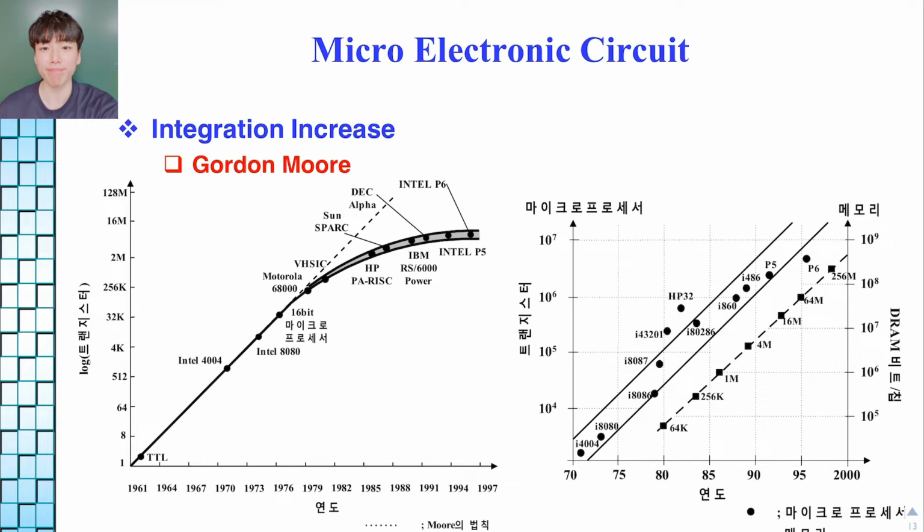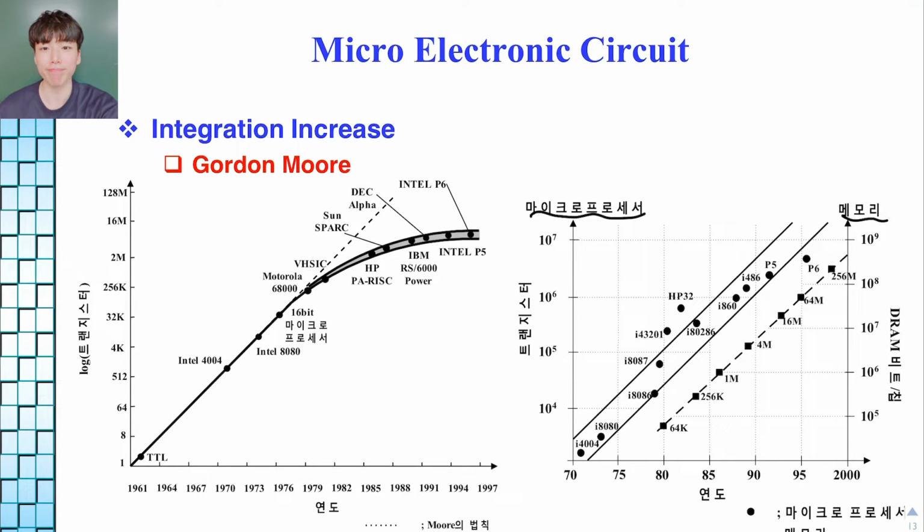In microelectronic circuits, microprocessors and memory, as time goes by, the density of microprocessors and memory doubles. Every 18 months, it doubles.